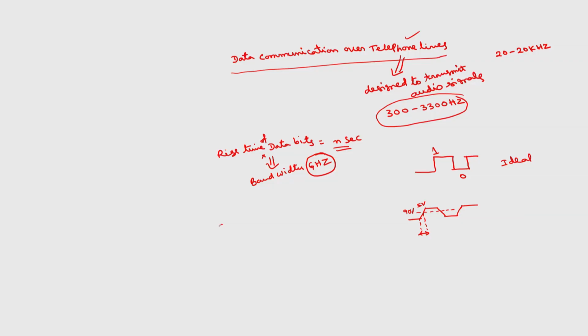So for that, we need to convert the data bits into audio tones or audio signals. The device which converts these data bits into audio tones is called a modem. Modem is a short form of modulator and demodulator.